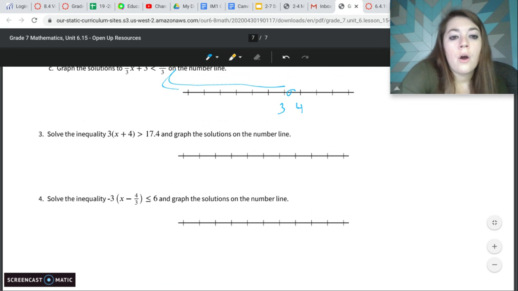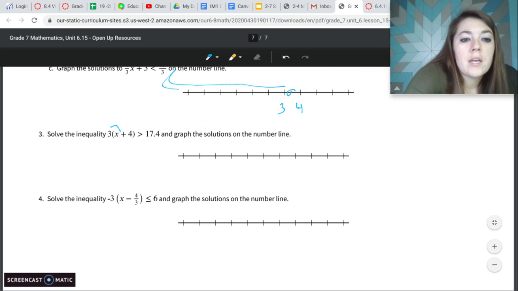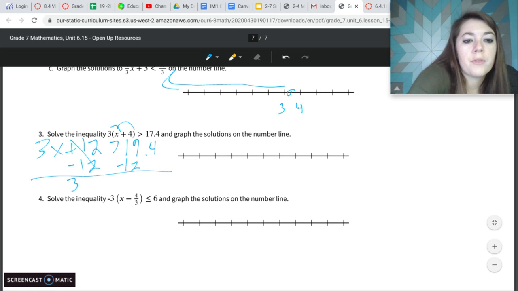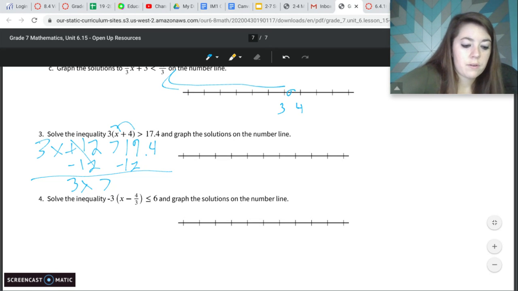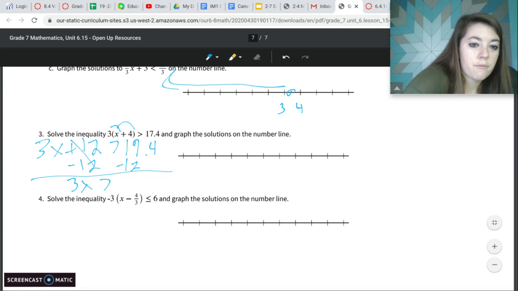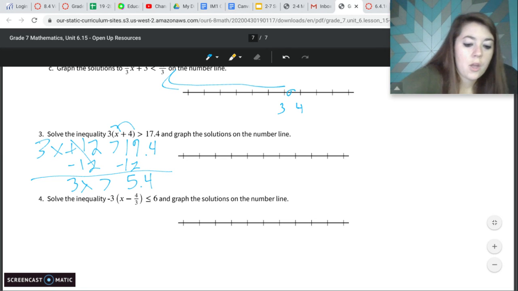All right, we want to solve this inequality and graph the solutions on the number line. I'm going to start by distributing the 3 inside the parentheses. So we have 3x plus 12 is greater than 17.4. We subtract the 12. We end up with 3x is greater than 17.4 minus 12, which is 5.4.